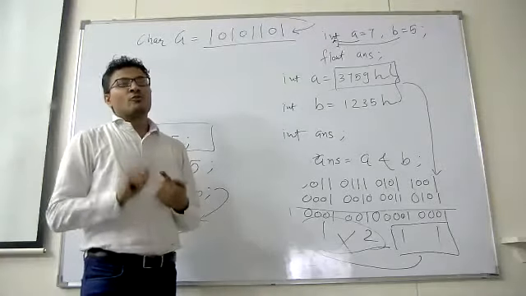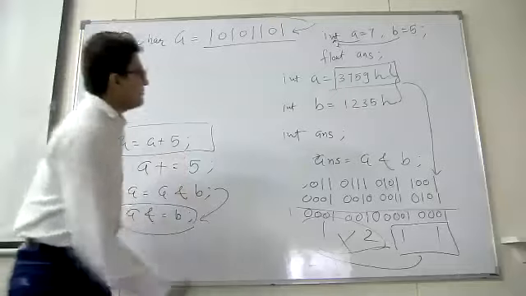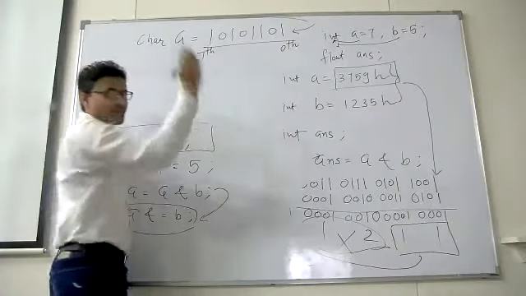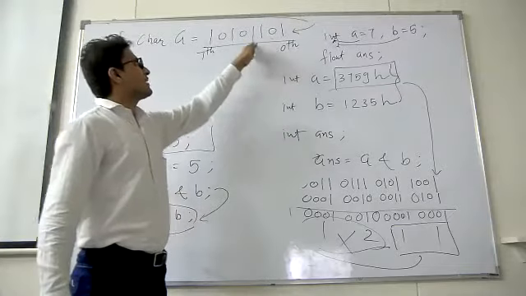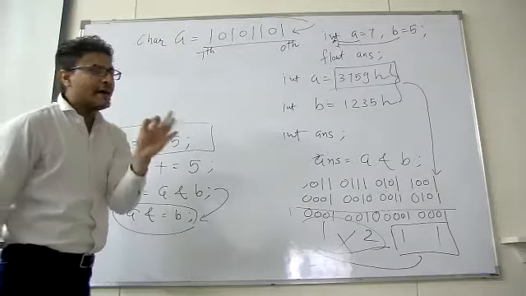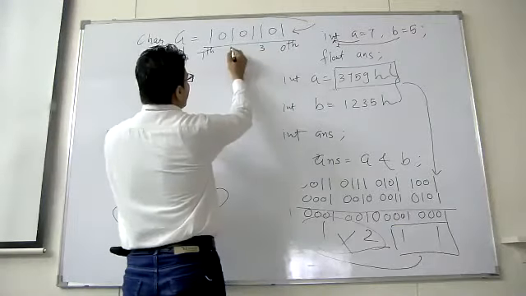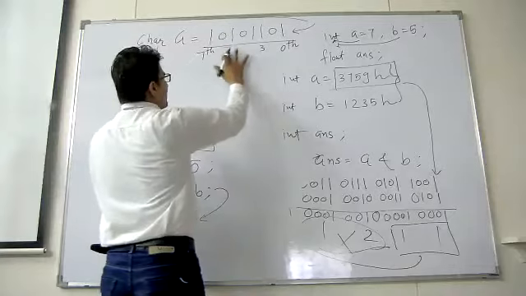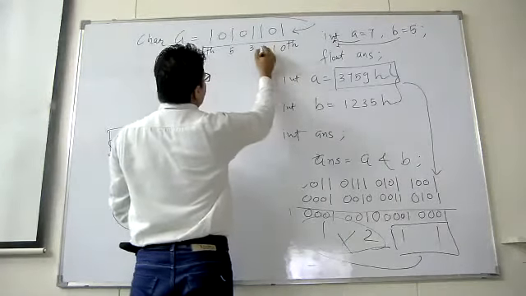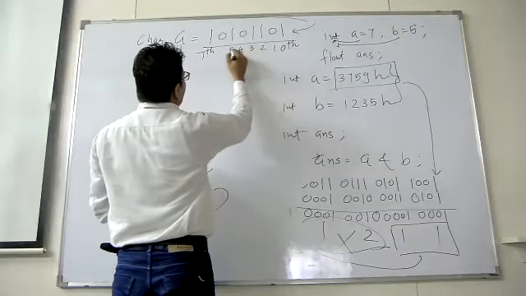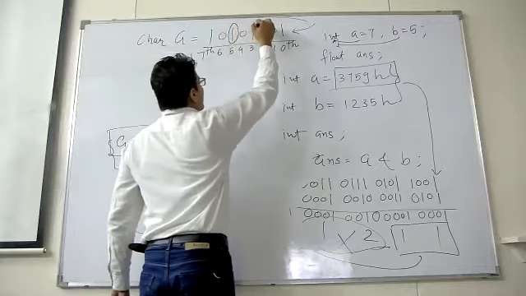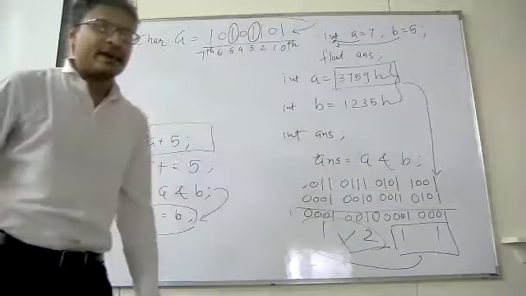Now I am giving you the positions. This is my 0th position, and this is my 7th position: 0, 1, 2, 3, 4, 5, 6, and 7. I would like to clear my 5th and 3rd position of A.